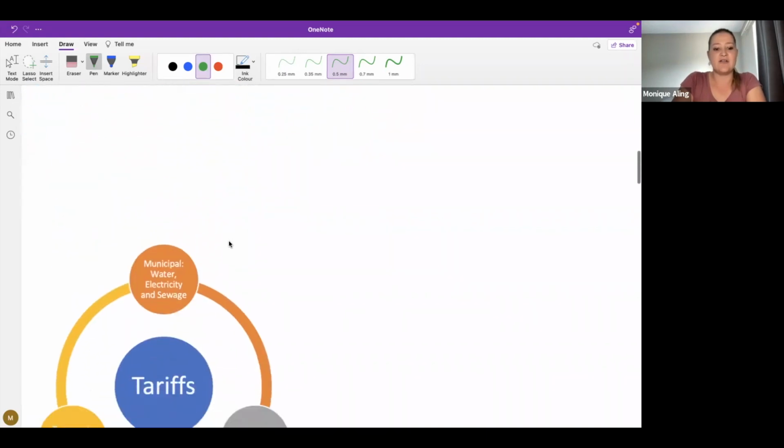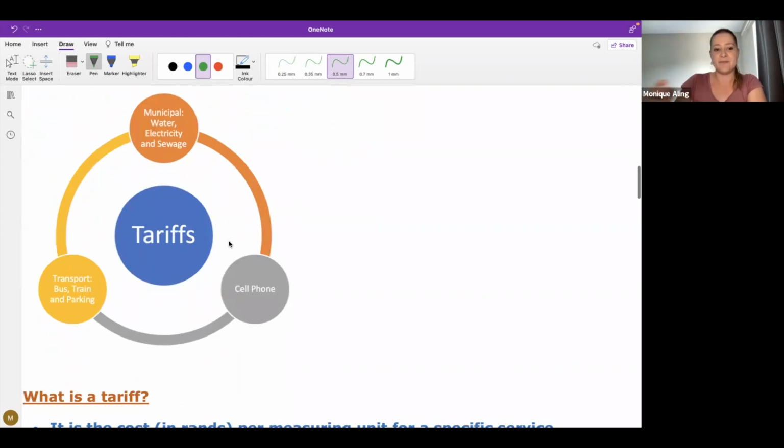Okay, so just a quick little diagram. We've got municipal tariffs. So that is our water, electricity, and sewage. Not a common tariff, but I have seen it being asked before. We've got cell phone tariffs, and then we've got our transport tariffs. So you could potentially get a bus tariff, a train tariff, or parking tariff in an exam. So all of these you should be exposed to before writing your final, because you could get any one of these.